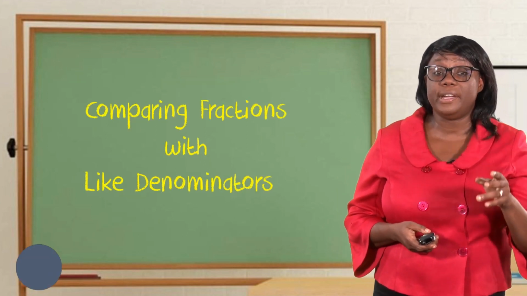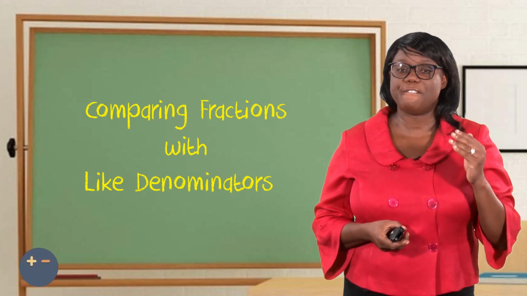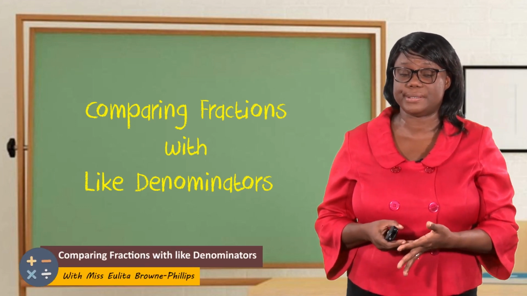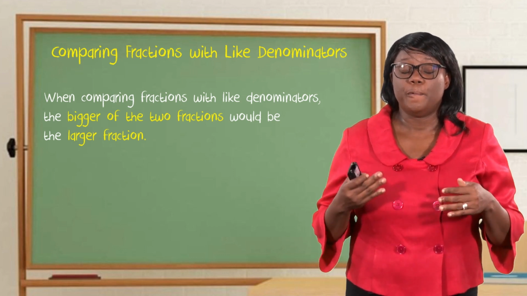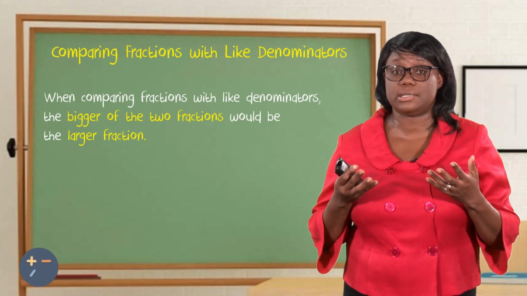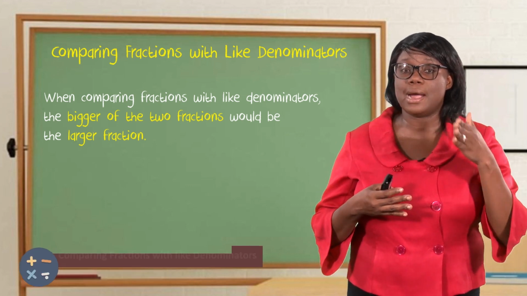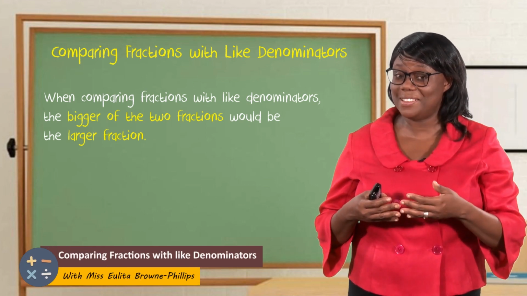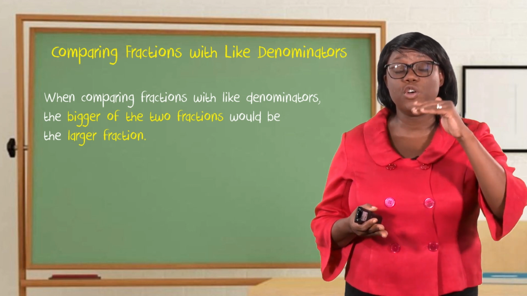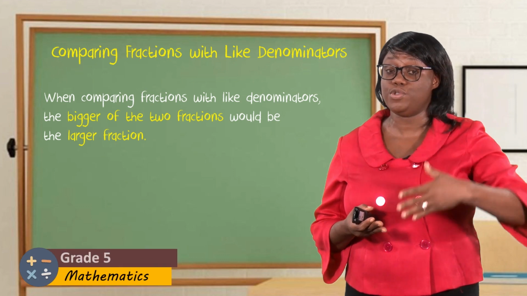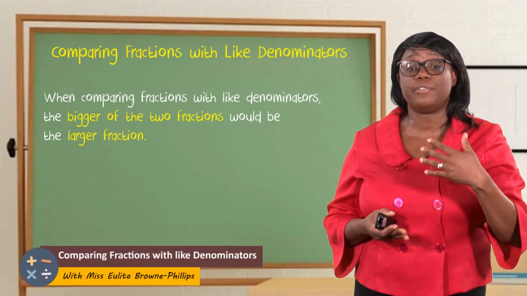So we're going to learn to compare another type of fractions: fractions with like denominators. The rule says, when comparing fractions with like denominators, we take into consideration the numerators. Of the two fractions, the fraction with the larger numerator is the larger fraction. Let's go over that again. When comparing fractions with like denominators, or the same denominators, we look at our numerators, which would be the top number as you know. The fraction with the larger numerator is the larger fraction.